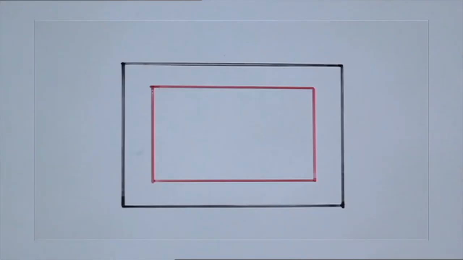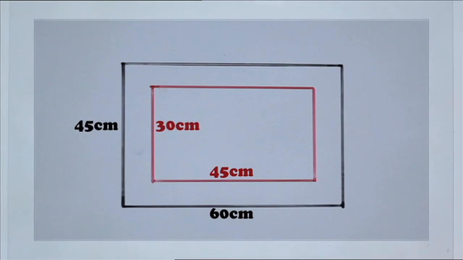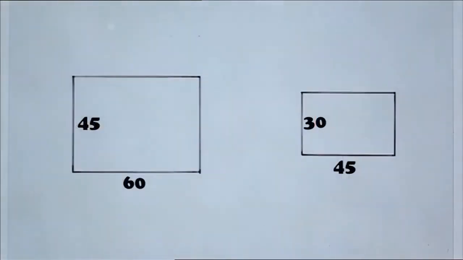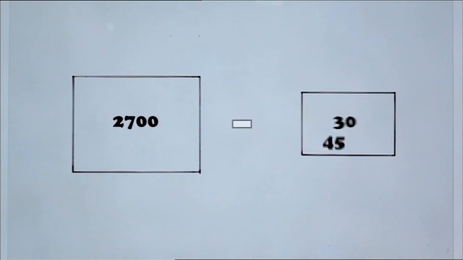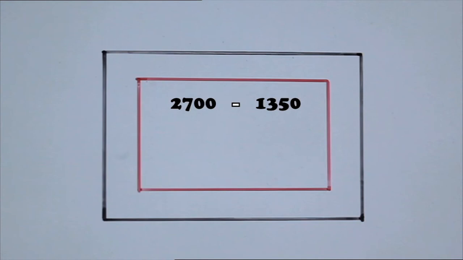If the frame is 60 centimeters long and 45 centimeters wide, a photo 45 centimeters long and 30 centimeters wide can be put inside. We can use the areas of 2 simple figures to calculate the area of the frame. In other words, the area of the outer rectangle minus the area of the inner rectangle. Using this method, the area of the frame comes to 1,350 square centimeters.